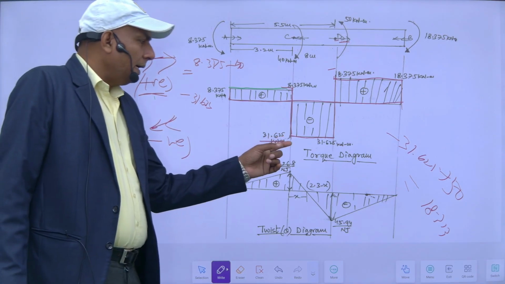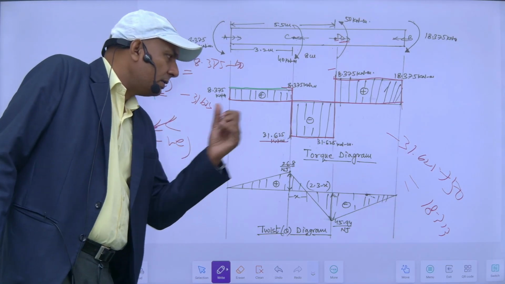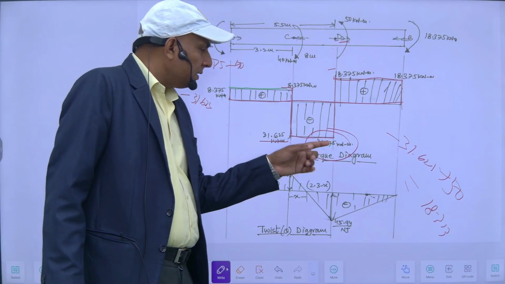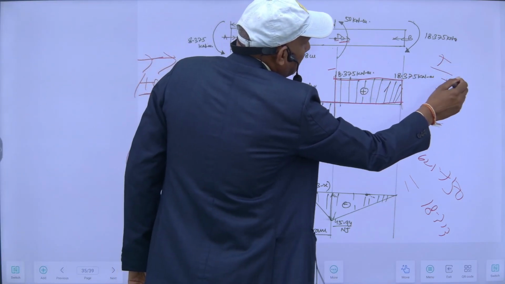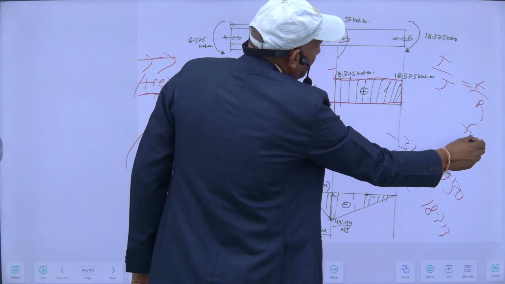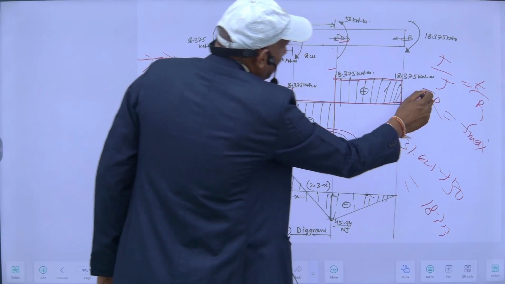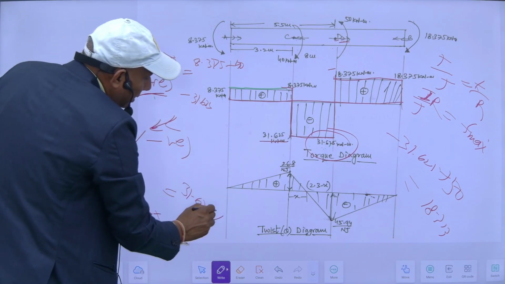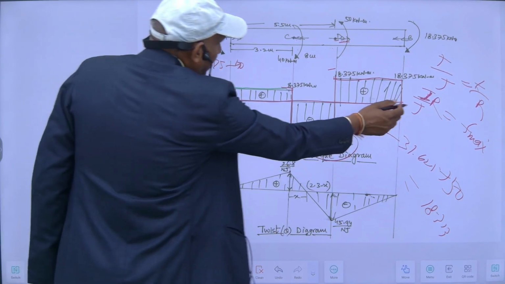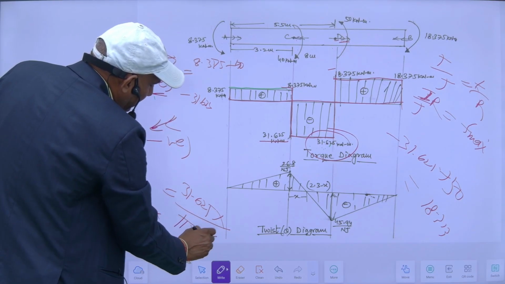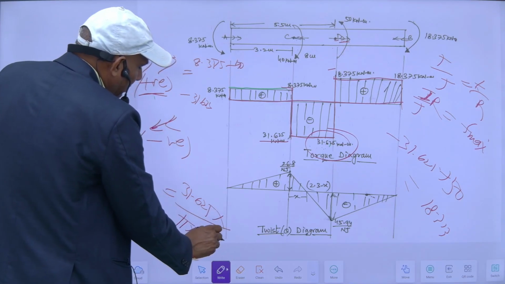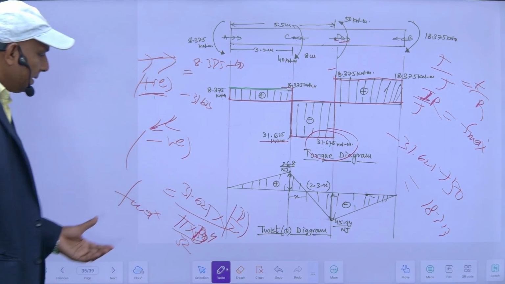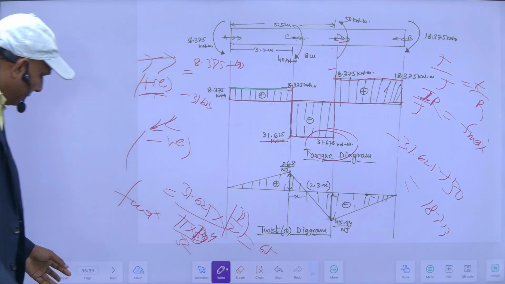Why have I drawn this torque diagram? The purpose is just to know where the maximum torque is. My maximum torque is this one, 31.625 kilonewton meter. I have to calculate the maximum shear stress on the basis of this maximum torque. As we know, T upon J is equal to tau upon R. So the maximum shear stress is equal to T upon J into R. Here T is 31.625, the maximum torque, and J is the polar moment of inertia, into R. Diameter is not given, so this is D and the radius will be D by 2. And that maximum shear stress is equal to 65 Newton per mm square, which has been given in the question.